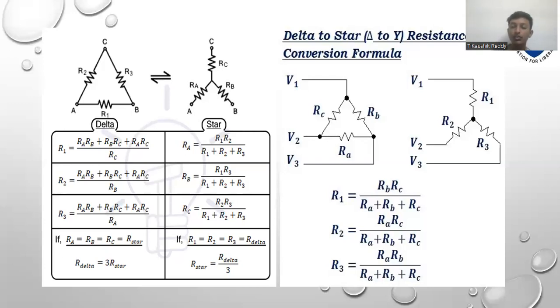So R1 is equal to RB RC by RA plus RB plus RC. R2 is equal to RA RC by RA plus RB plus RC. R3 is equal to RA RB by RA plus RB plus RC.